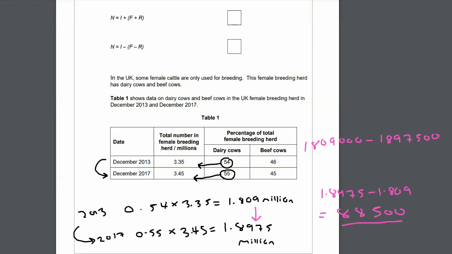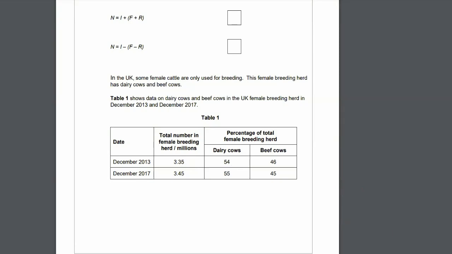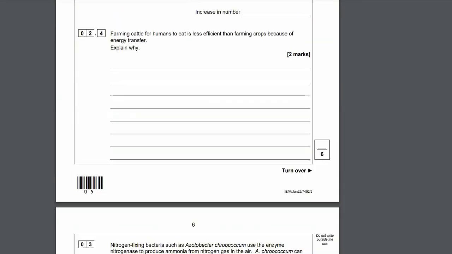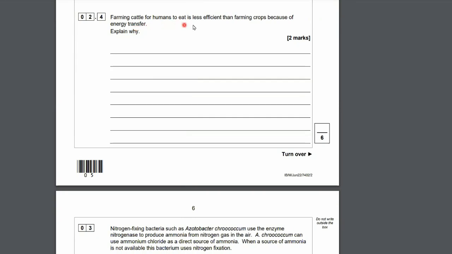And in these maths questions, you're going to get 1 mark for writing 1.809 million, or for writing the number of dairy cows in 2017, so before you do the subtraction. All right, let's move on.